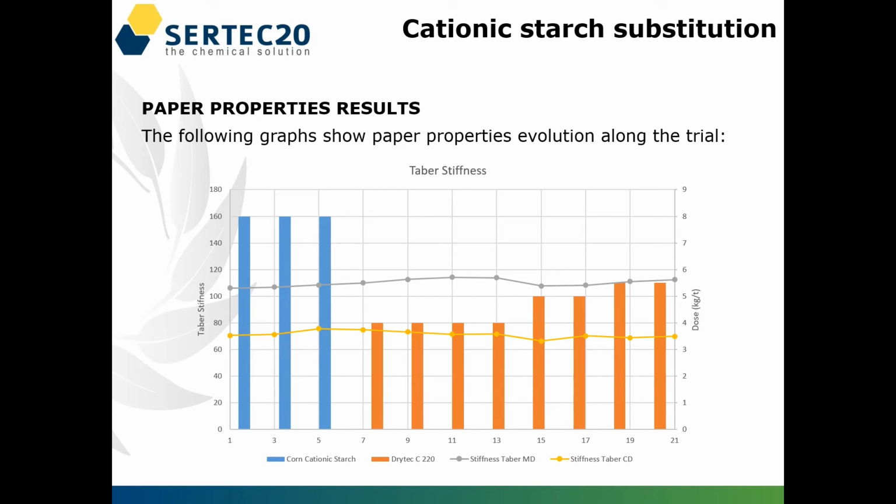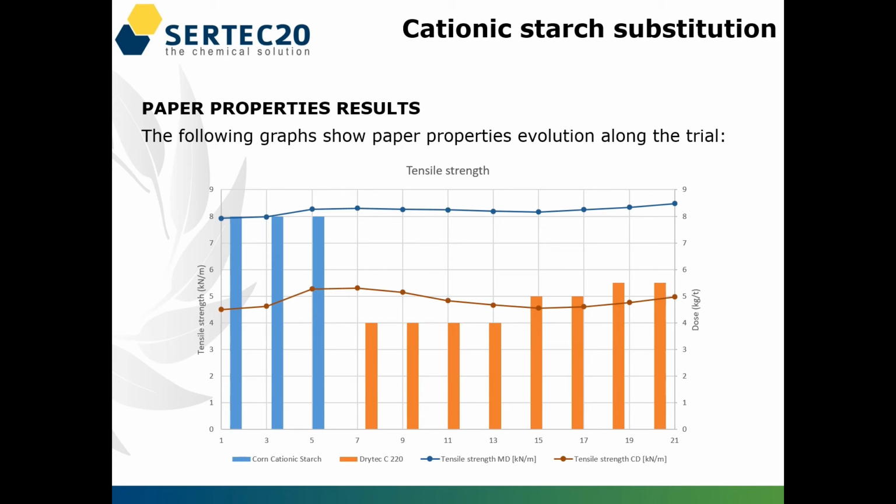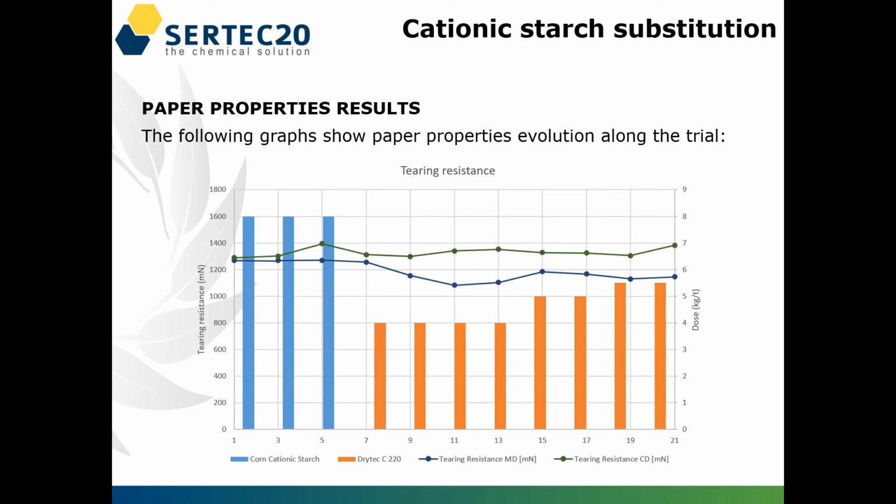As I was presenting before, here you will see the graphs with the data evolution along the trial. Regarding tablet stiffness, we see a tendency to increase. The same happens with breaking length, where we have this tendency to increase 5 to 10%, and also with tensile strength. On the other hand, with tear resistance, we can see there is a 10 to 15% decrease in machine direction, but we don't see any big differences in cross direction.